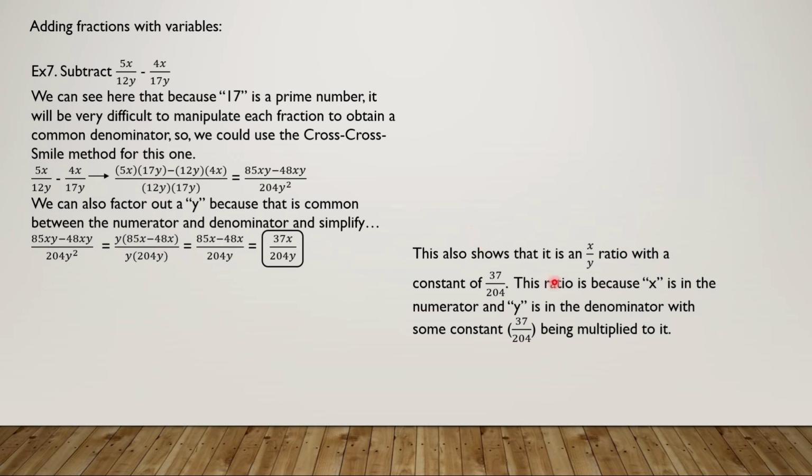This is also, and I put as a note right here, this is also really just an xy ratio. It's mapping out for every whatever amount of y, you get this amount of x. And in this case, for every 204y, we get 37x. That's what that ratio is saying, where the 37 over 204 is just a constant multiple being applied to the number that is a factor of this whole thing.